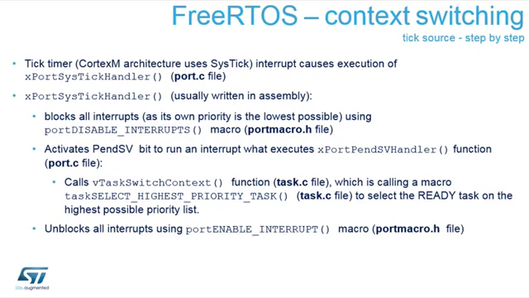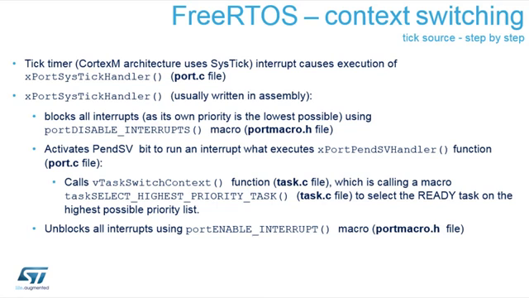When we speak about context switching, we can see step by step what happens when we get a source for the context switching from the SysTick. First, we get a SysTick interrupt that causes the execution of the xPortSysTickHandler. This is implemented in port.c, and it's normally written in assembly to be effective, and it depends on the architecture. So for Cortex-M0, it will be different from Cortex-M3 or M4.